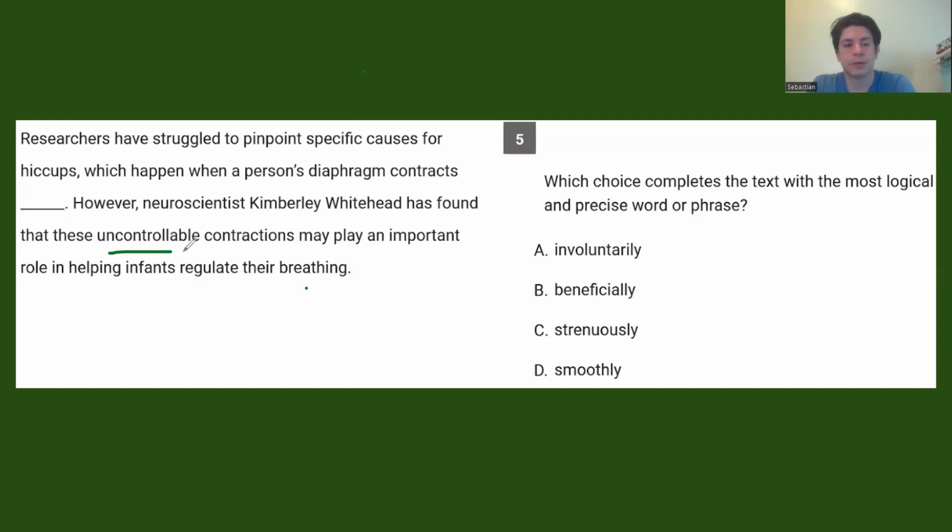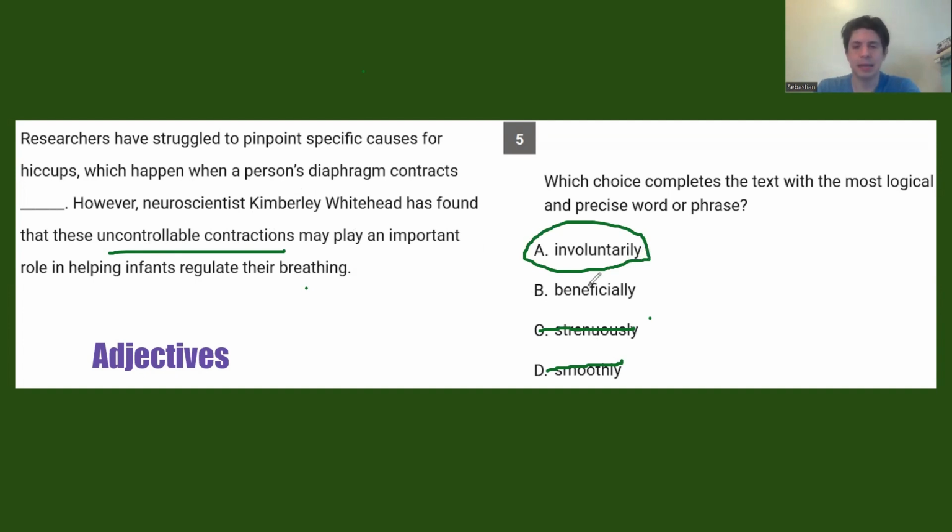So uncontrollable contractions, right? I want to focus on that. That's an adjective thing. And in general, we're gonna focus on adjectives here. So we have involuntary, beneficially, strenuously, smoothly. So it doesn't say anything that would make me think of smoothness or strenuousness, right? So it does say it's beneficial, or they play an important role in helping them, but the better choice is involuntary because we get this. What type of contracts blank? Uncontrollable contractions, involuntarily contracts. So we get A, right? So B could have made sense, but A is more specific and more ties in directly with the information we get after.